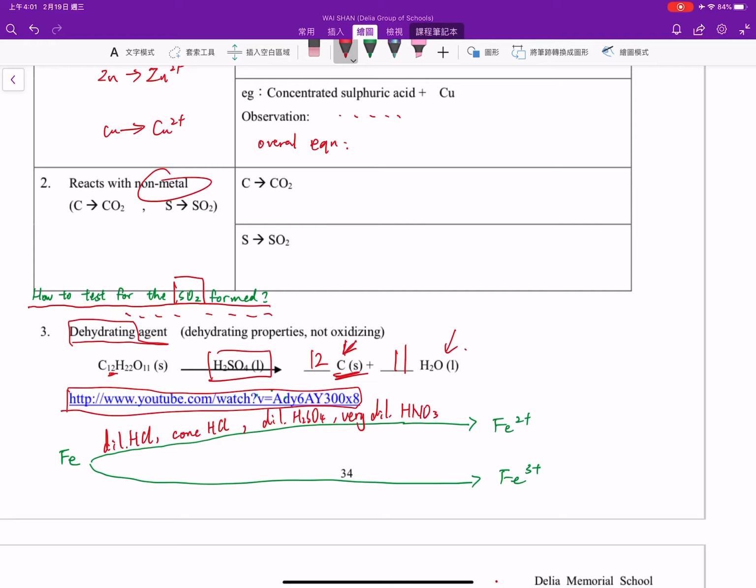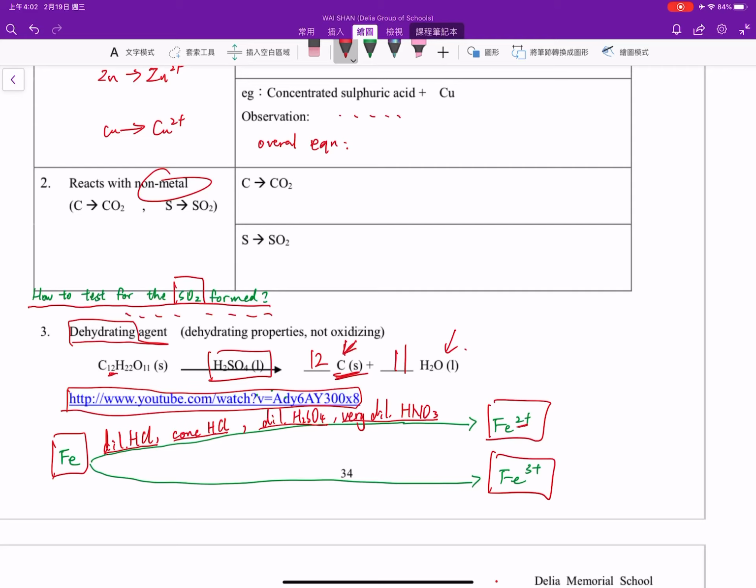And then the last one, some conclusion for the reaction of iron. Okay, iron can be oxidized to iron 2+ or iron 3+. It depends on what acid you use. When you use dilute hydrochloric acid, concentrated hydrochloric acid, dilute sulfuric acid, and very dilute nitric acid, they don't have oxidizing property, so iron will just be oxidized to iron 2+.